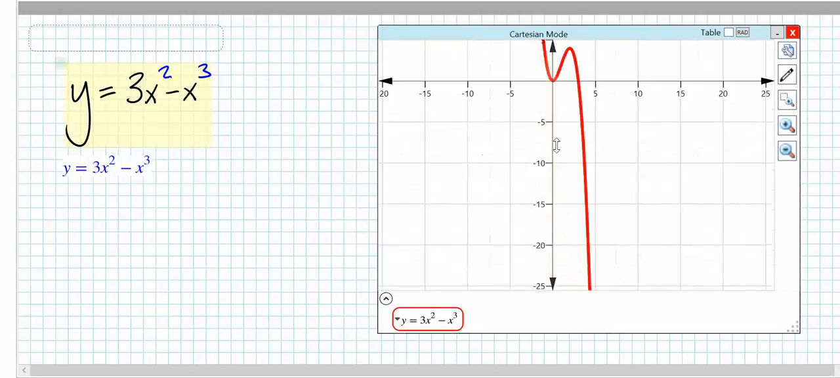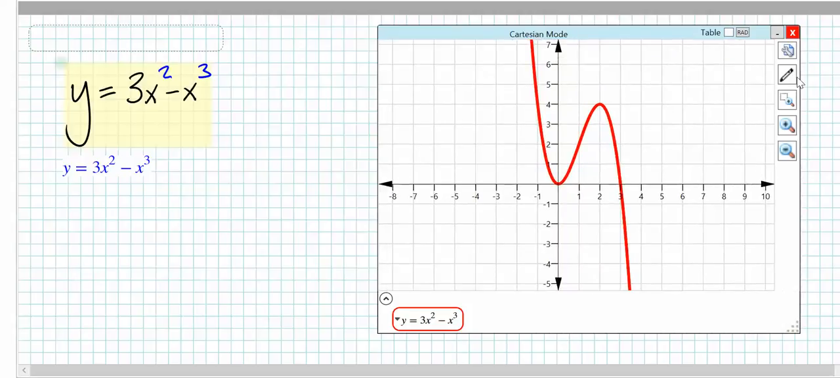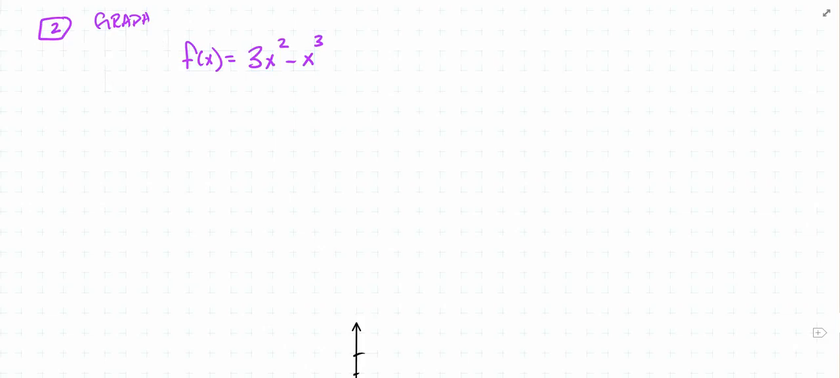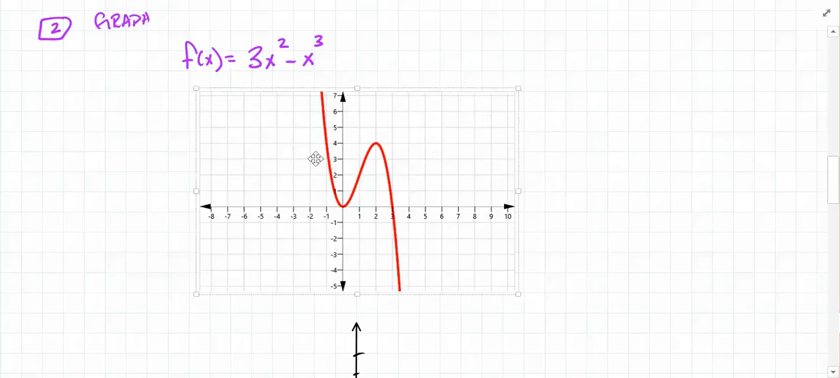That looks pretty good. So I'm going to take this picture and bring it over to our notes so that we can talk about it. So here are my notes. My notes have disappeared. It's amazing. Here they are. Let's talk about this picture. I asked you to figure out the intervals where this thing is increasing, decreasing, and constant.